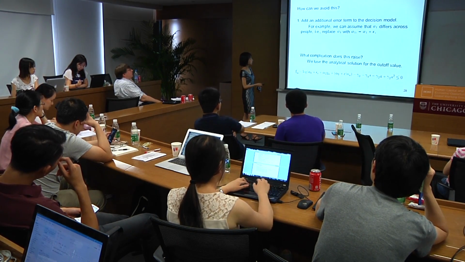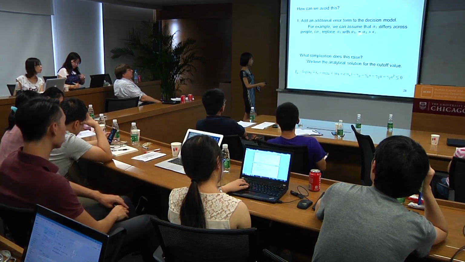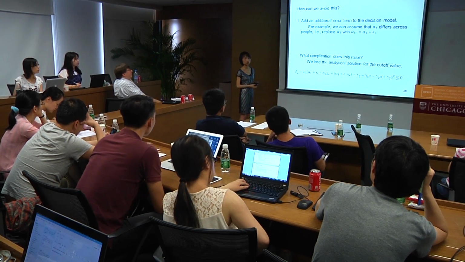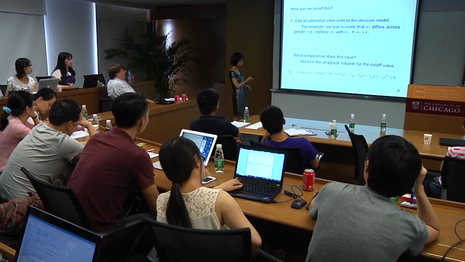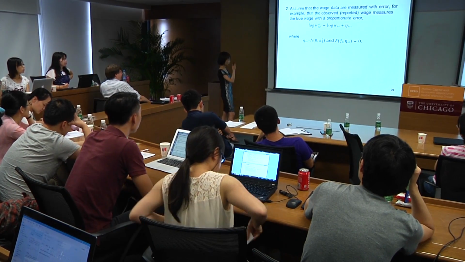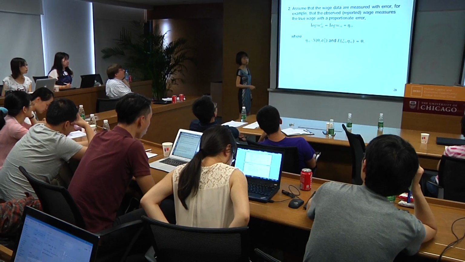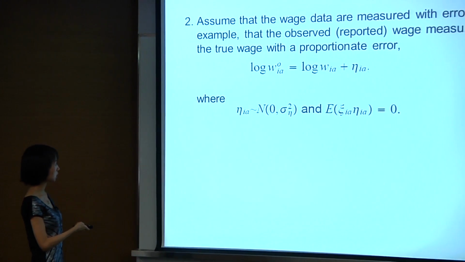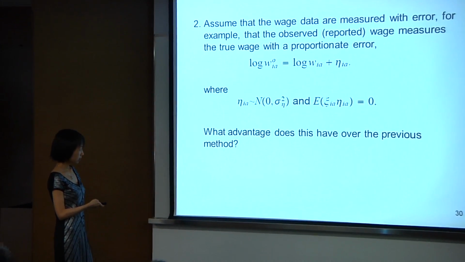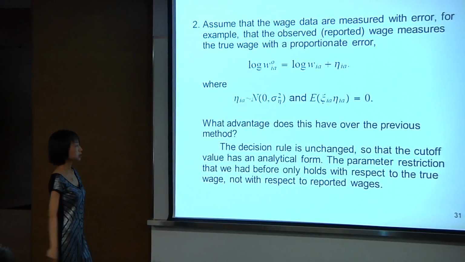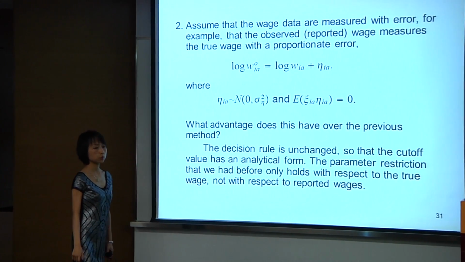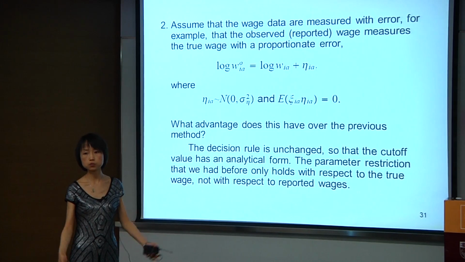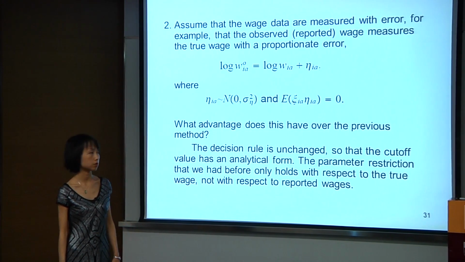So instead of this, let's do it this way. It's easier for us. Why is it easier? Let's take a look. The advantage is the decision rule is not changed, because when people make their decisions, measurement error is not going to affect their decisions.